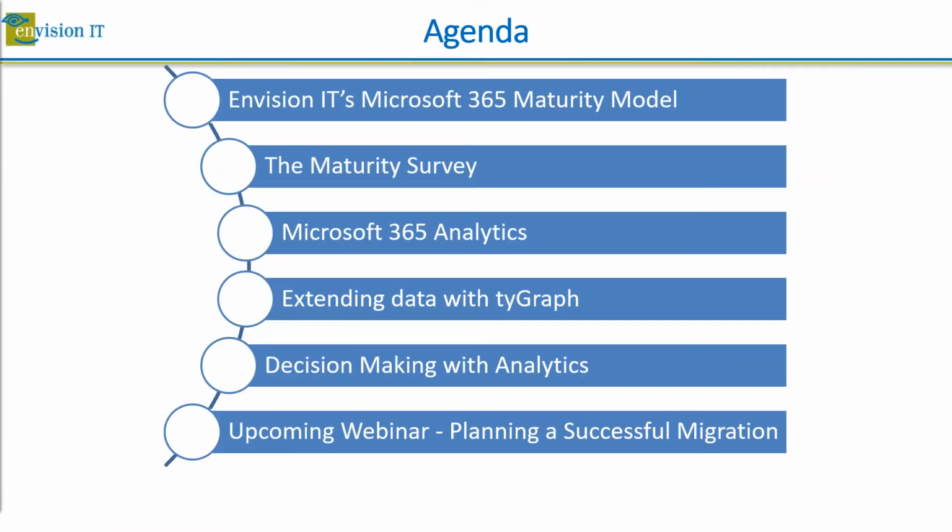So we got about 45 minutes. This is actually the first time John and I have delivered this particular topic, so we'll figure out the timing as we go and try and keep it within that. We're going to start with a quick recap. So this is part 2 of a 3-part webinar series that we're doing on a maturity model that we put together here at Envision IT for Microsoft 365. So we're going to do a quick recap on that side.